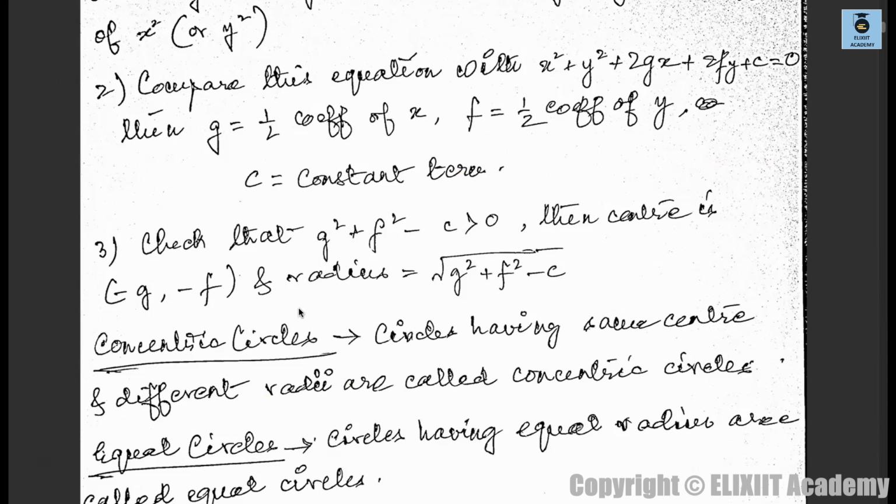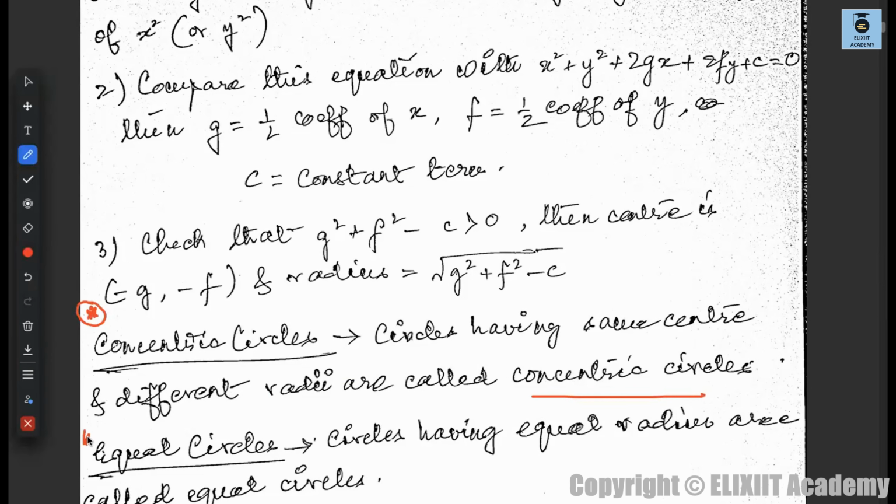Now write down one definition, what is known as a concentric circle. Circles having the same center and different radii are called concentric circles. Write down this definition of concentric circles.